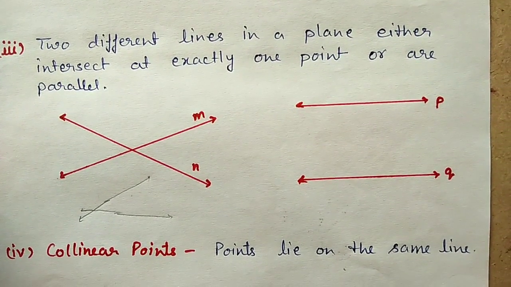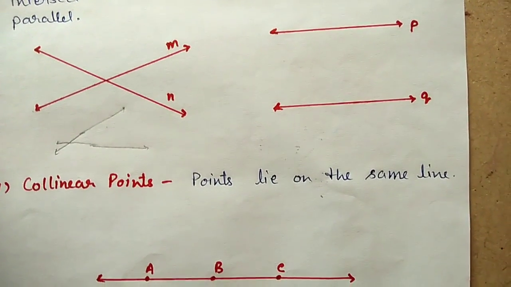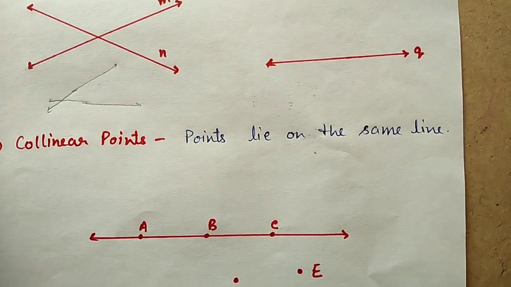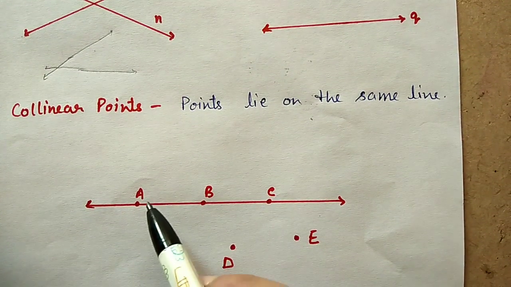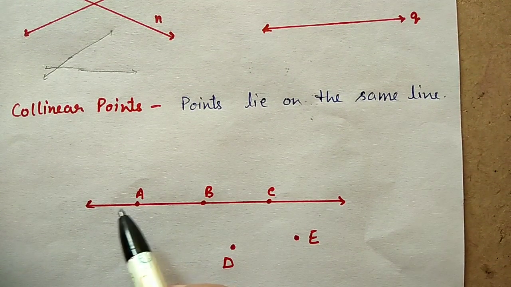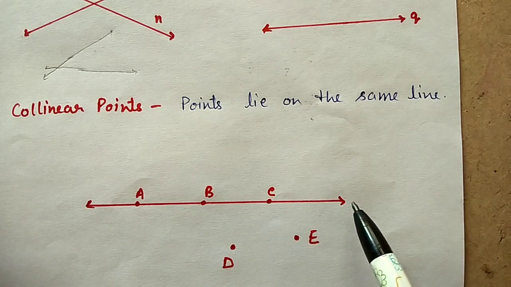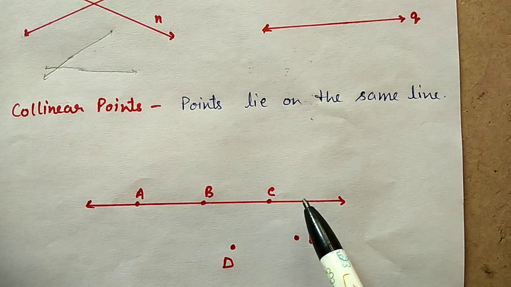Fourth point is collinear points. The points lie on the same line. If we have 3 or more than 3 points, and those points are on the same line, it means these points are collinear. Co means together and linear means on a line. You can see here A, B, C. These 3 points are on a straight line. It means these 3 points are collinear.